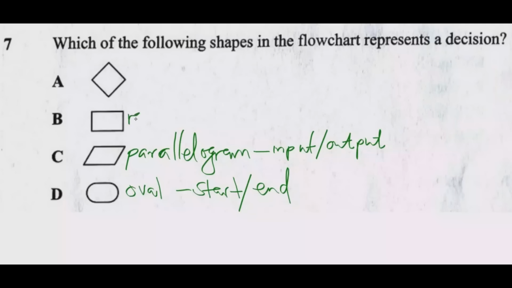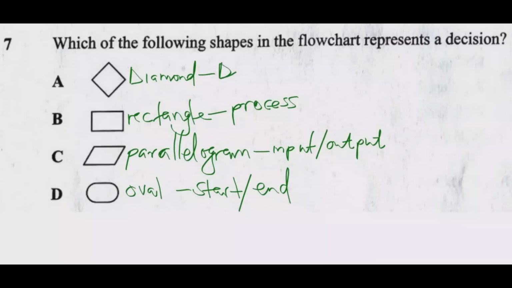Then rectangle symbolizes process. Then diamond symbolizes decision. Or sometimes referred to as condition.